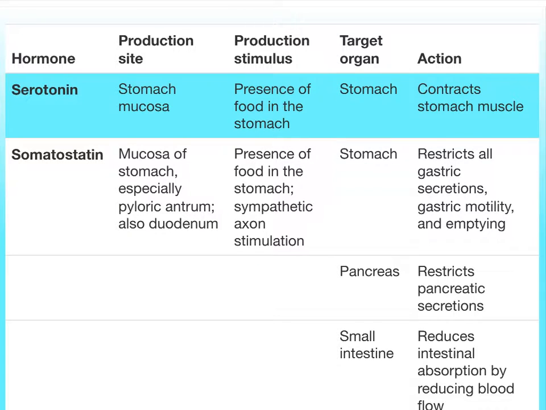Remember, the sympathetic nervous system tends to inhibit digestion, such that the stomach is going to stop secreting, is going to stop contracting. Same with the small intestine, more or less. We're going to see that there's going to be a reduction in the absorption due to less blood flow as we start to see more of a vasoconstriction response, and the pancreas is also going to reduce its secretions.